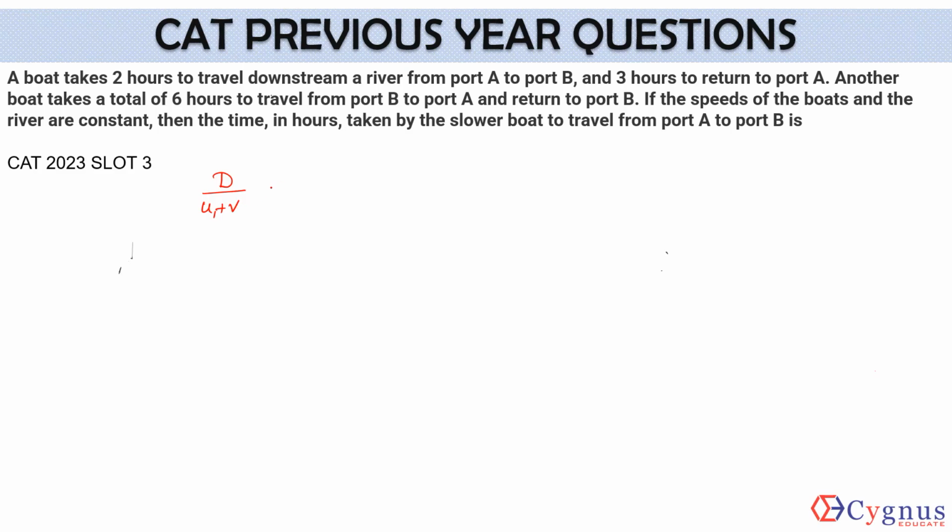And 3 hours to return to port A. So this is given equal to 2. The same distance D was covered during upstream. So U1 minus V will be the speed of upstream. This is given equal to 3.